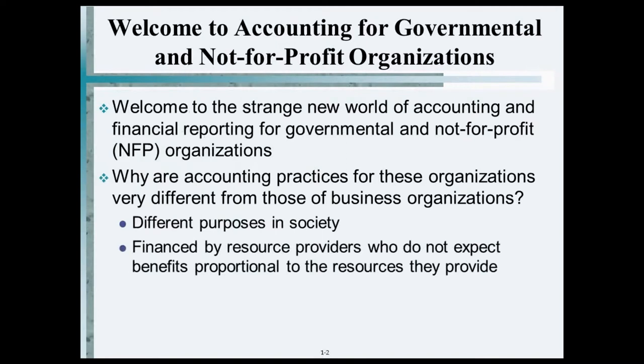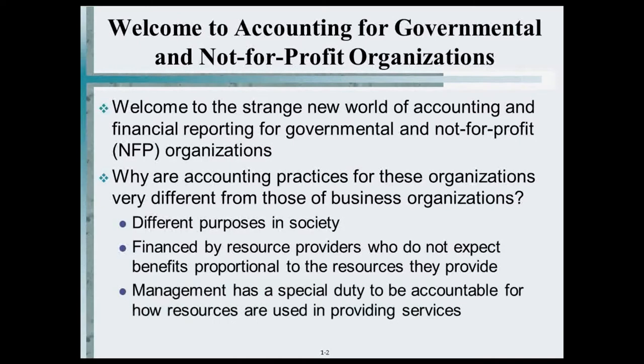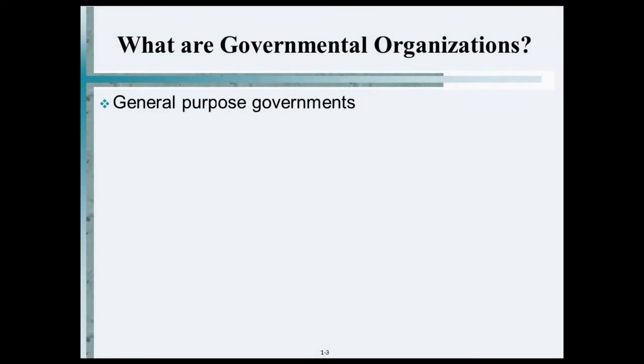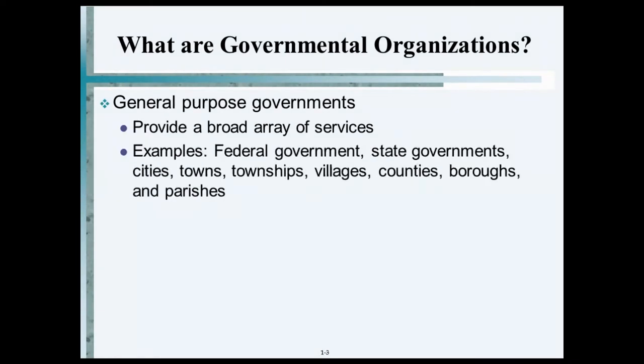Item number one, you should be familiar with the differences between governmental and not-for-profit organizations, right? So it's a different purpose, they're financed differently, right? And management, in the case of government, has a duty to the taxpayer. In the case of a for-profit organization, they have a duty to the shareholder, right? And we talked about the two types of government that we see. One is general purpose, and the other one is special purpose, right?